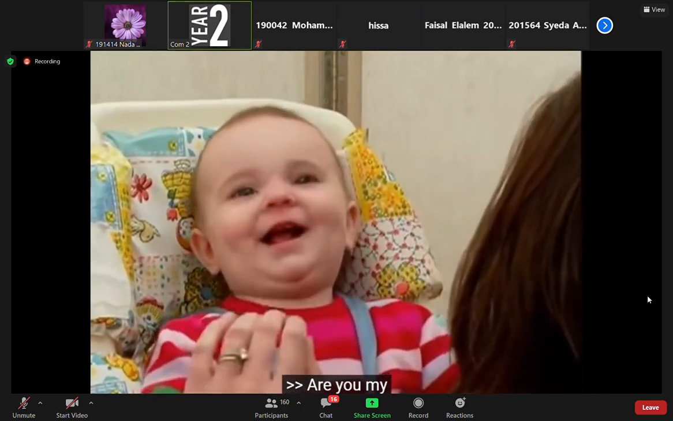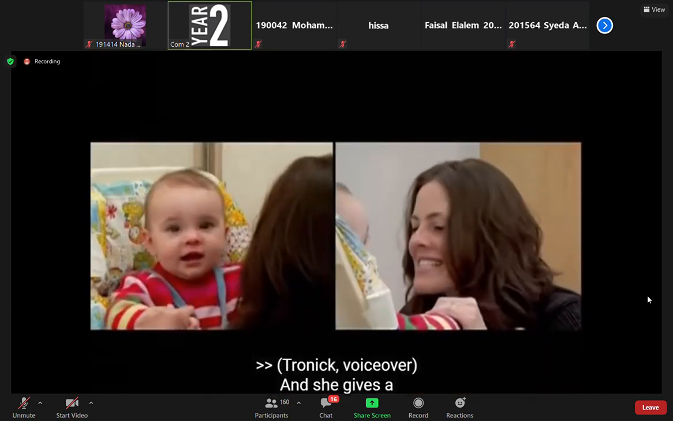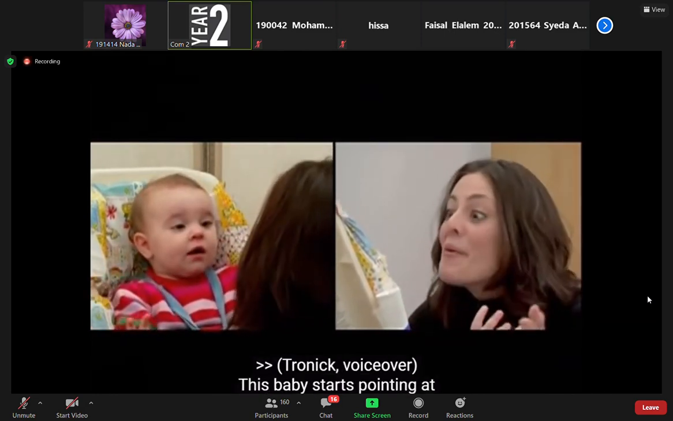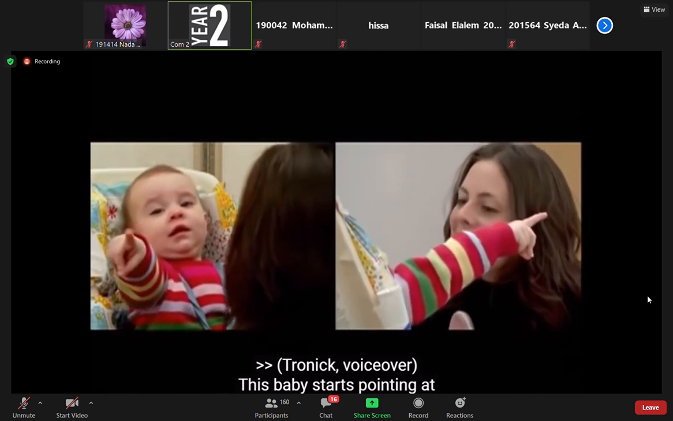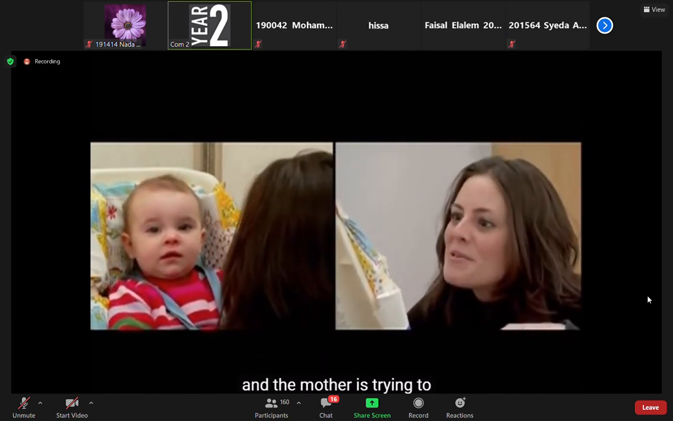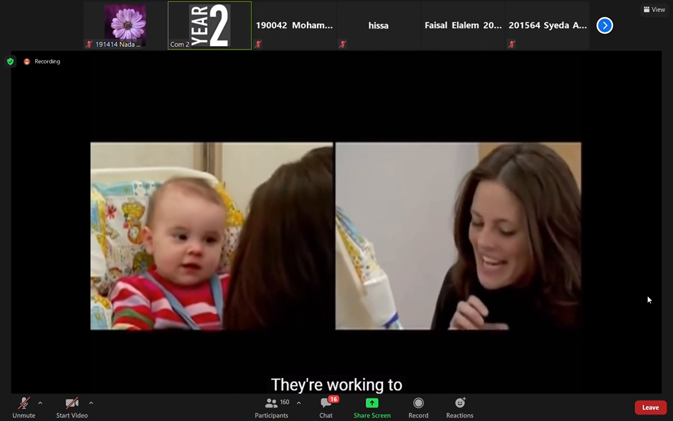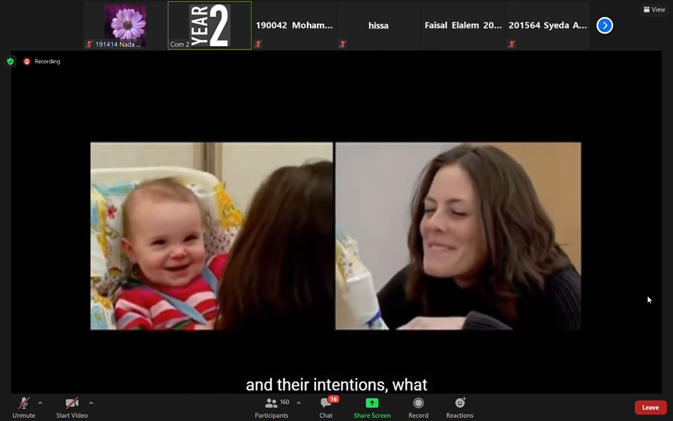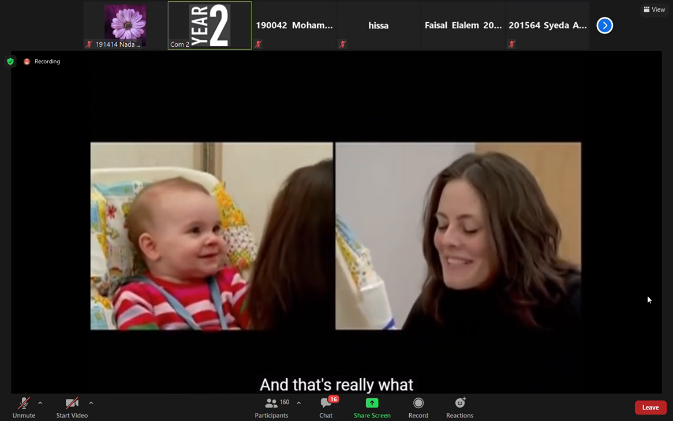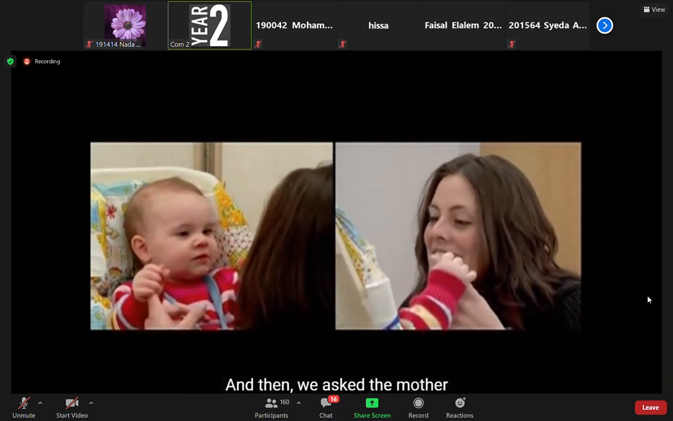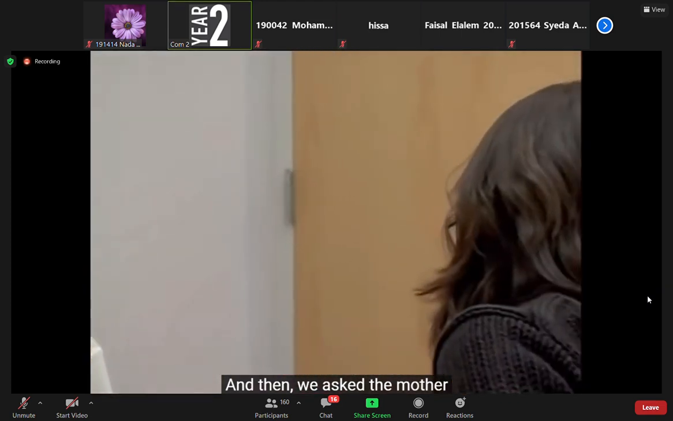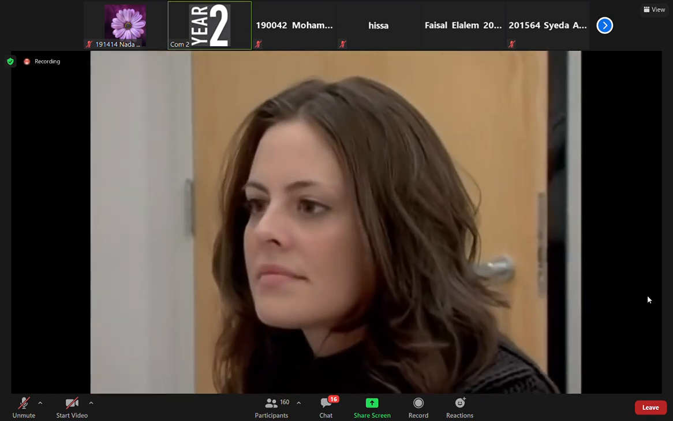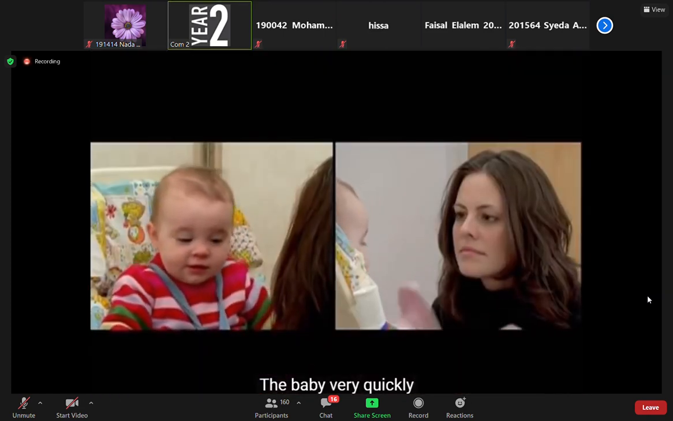She gives a greeting to the baby, and the baby gives a greeting back to her. This baby starts pointing at different places in the world, and the mother's trying to engage her and play with her. They're working to coordinate their emotions and their intentions, what they want to do in the world. And that's really what the baby is used to. And then we ask the mother to not respond to the baby. The baby very quickly picks up on this.